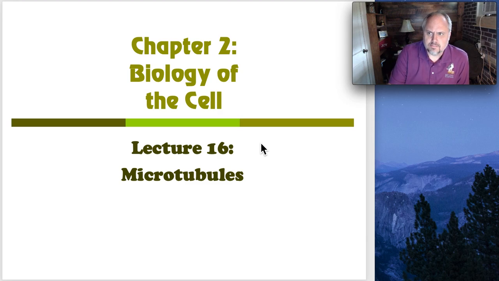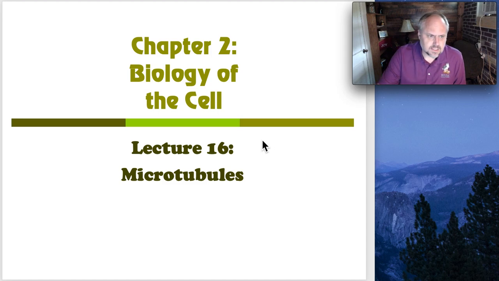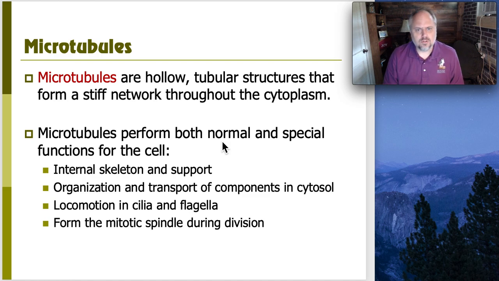Let's start out talking about the microtubules. It is one of the three components of the cytoskeleton. And microtubules have some specific structure and function that goes with them. They are the only one of the three that actually has a hollow tubular structure, as the name would imply. And basically what this does is it creates a structure that is very rigid.